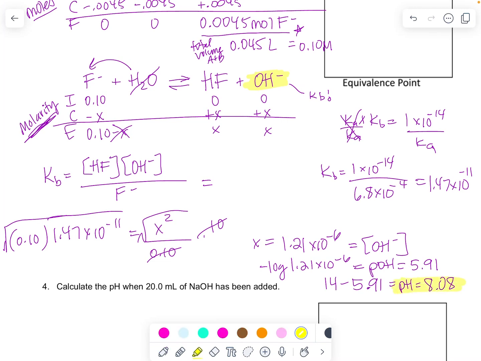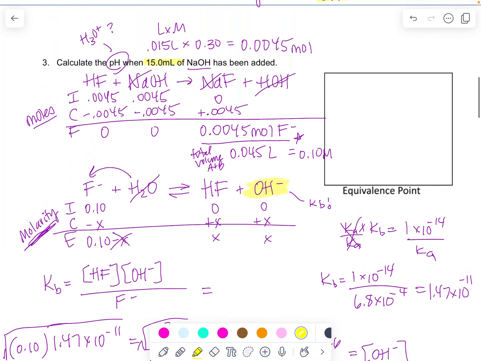At equivalence, I have the same amount of the spectator ion from my NaOH as I do the F minus.